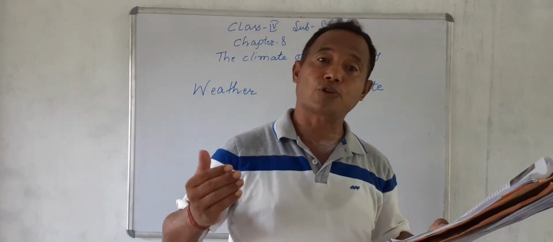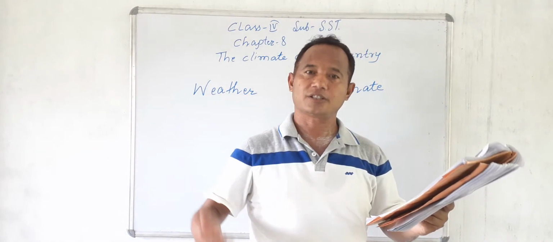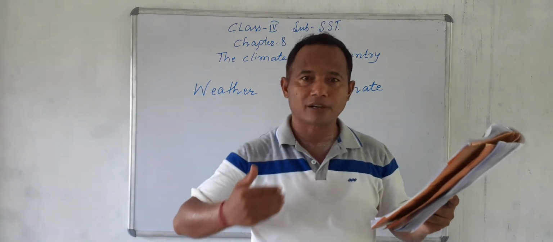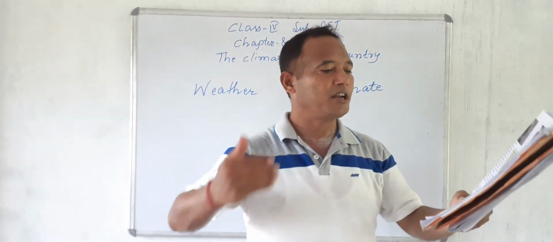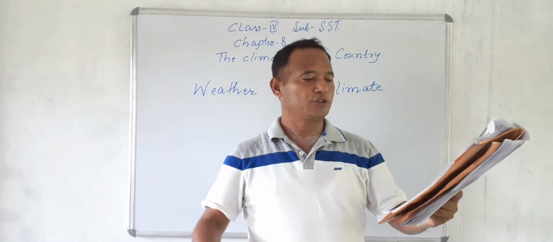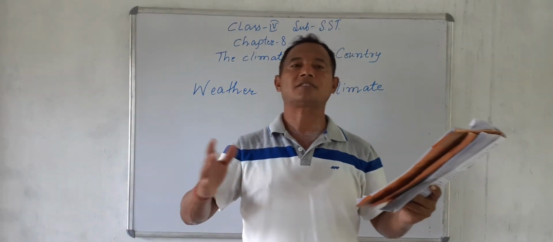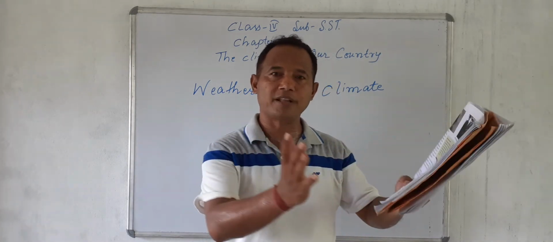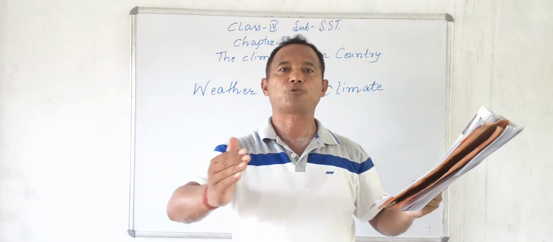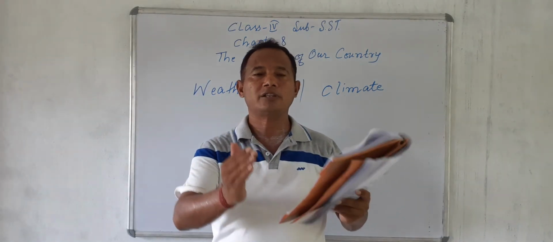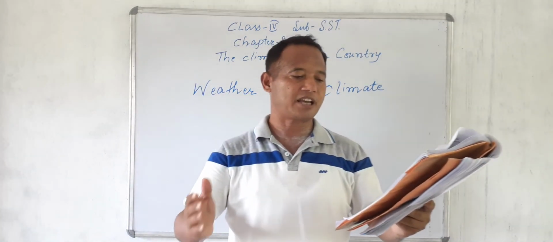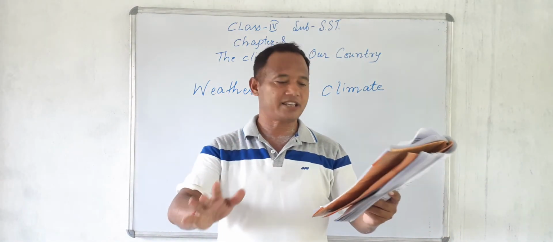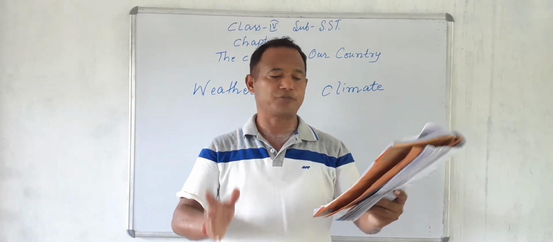The northern plains are also cold. In winter, the climate in the northern plains is very cold. The cold decreases as we go to the south. The northern plains are cold, and as you move towards the south, the cold decreases. The coastal plains are pleasant during winters.